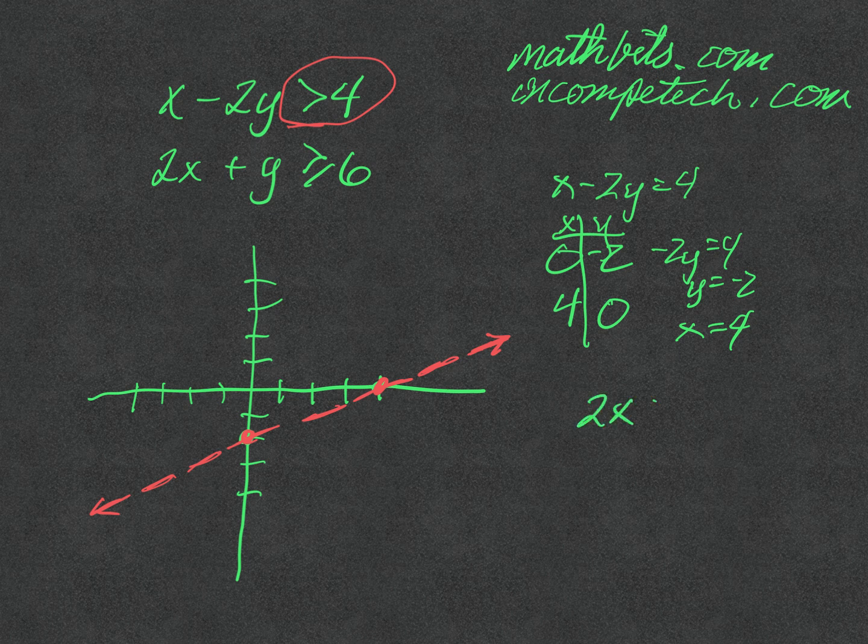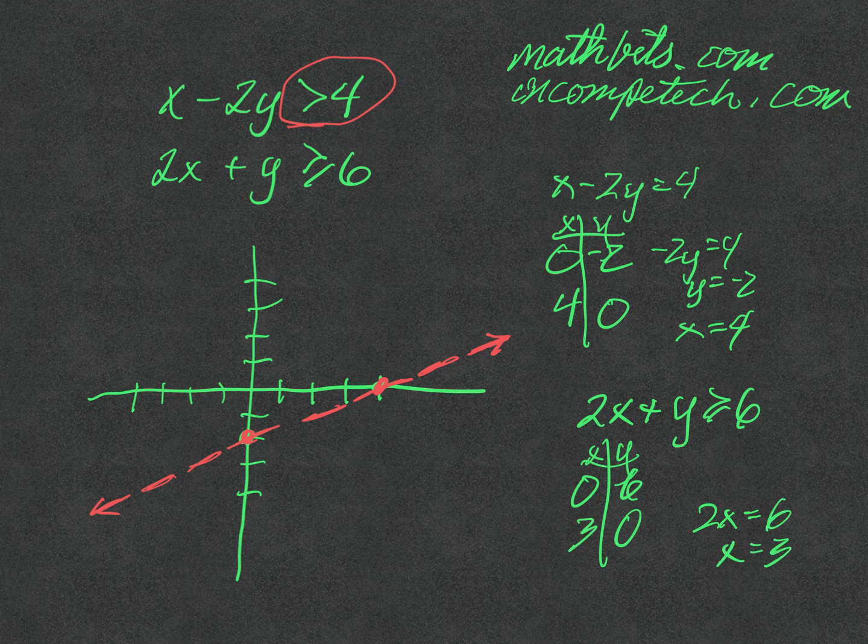All right, so 2x plus y is greater than or equal to 6, so that's a solid line, okay? And I'm going to find the intercepts. When x is 0, I can see y is 6. And when y is 0, then I get 2x equals 6, or x equals 3. So 0, 6, down here, all right? 0, 6, and then 3, 0, which is right here. And this is a solid line. So there we go. So now what we've done is we've graphed the two lines.